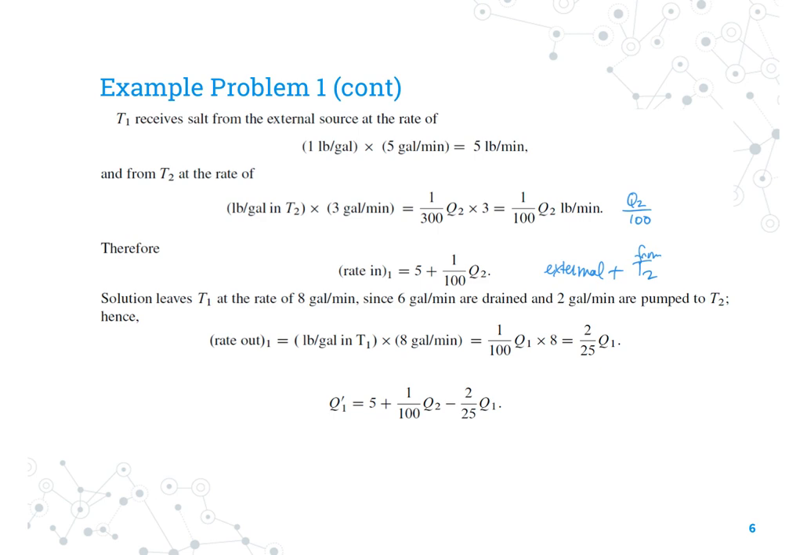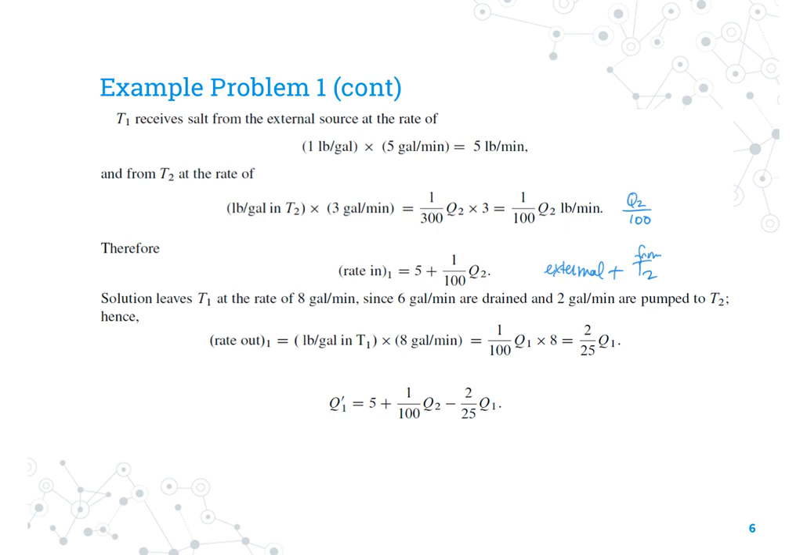So our concentration of salt that's in the tank at T1, we don't really know. So we're going to say that it is Q1 over the amount of solution in the tank, which is 100 gallons. So Q1 over 100 times the rate at which it's leaving, which is our 8 gallons per minute. So 8 over 100 gives us 2 over 25. So our rate at which tank 1 is being emptied is 2 over 25 times Q1.